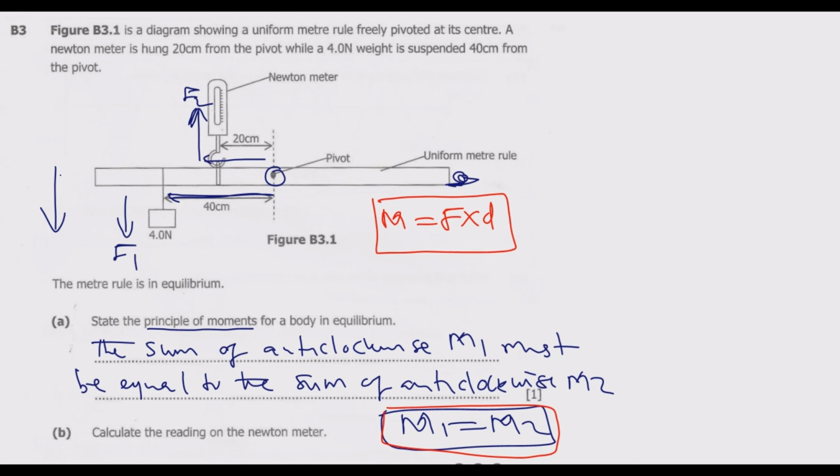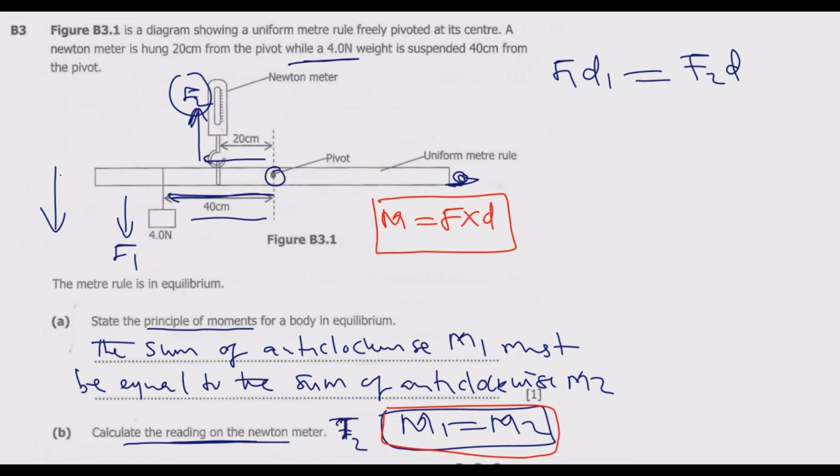We know F1, we know the distances, but we don't know F2. So let us find the moment of these two. We equate them and solve for what is unknown, because we are being asked to find the reading, and this reading will be the force F2. So the moment is equal to force 1. What is force 1? It is what we've been given, the 4 Newton, multiplied by the perpendicular distance from the pivot, D1, which must equal force 2, which we are looking for, times the perpendicular distance from the pivot.